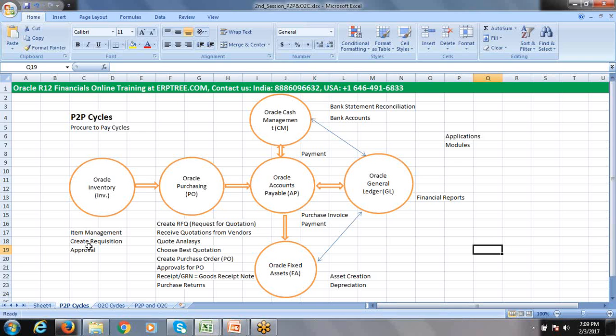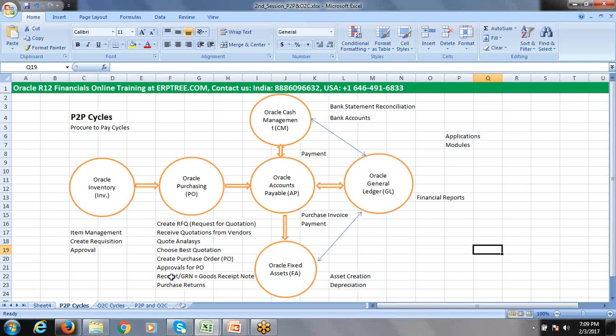and we can create the requisition and process approvals based on the demand in the organization, and that approved requisition will be passed to the purchasing department. Based on the approved requisition, the purchasing department will raise the RFQs, get the quotations, analyze them, and choose the best quotation. Finally, they'll place the purchase order with approvals.